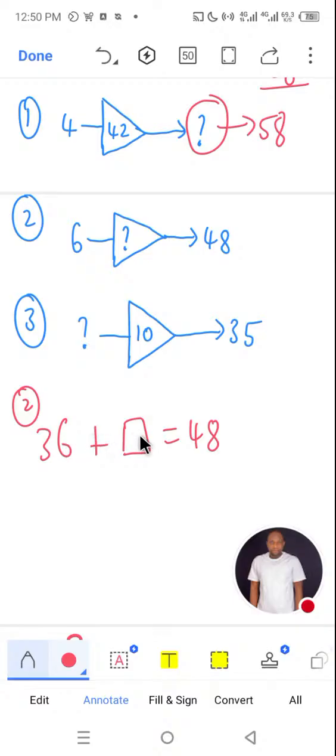So for us to get the one in the middle, you ask yourself, what will I add to 36 to give me 48? In essence, you are doing 48 minus 36. And that's what? 12. Oh, yes, the answer is 12. So this one in the middle is going to be 12. And the third one is 5.